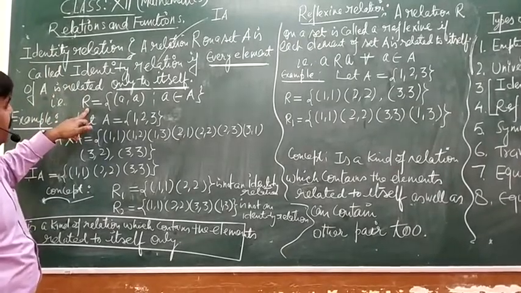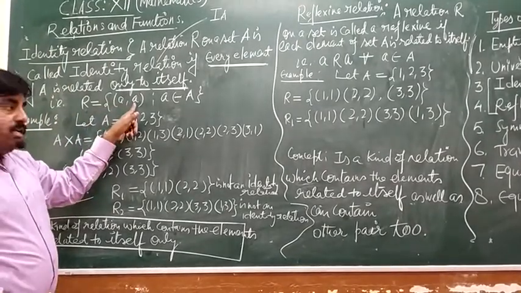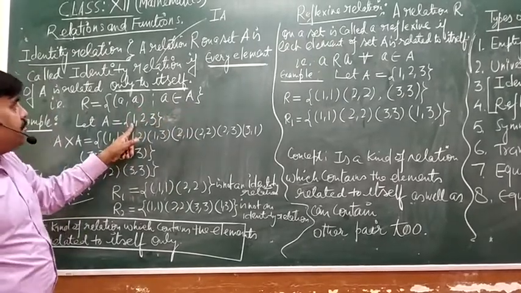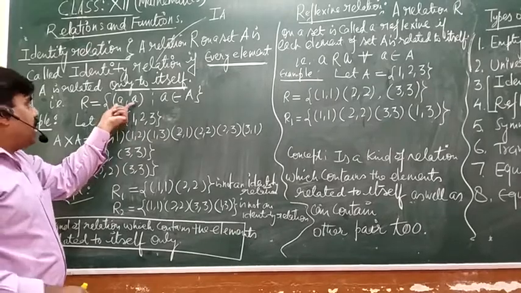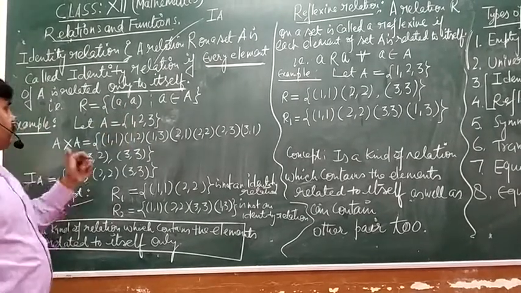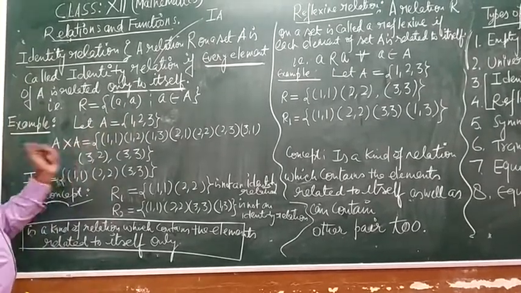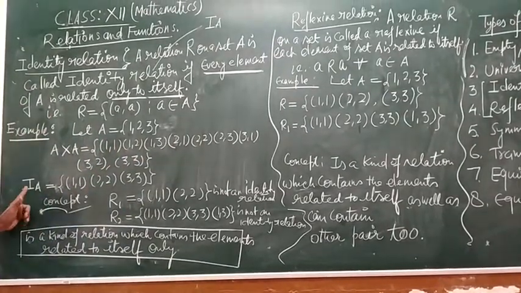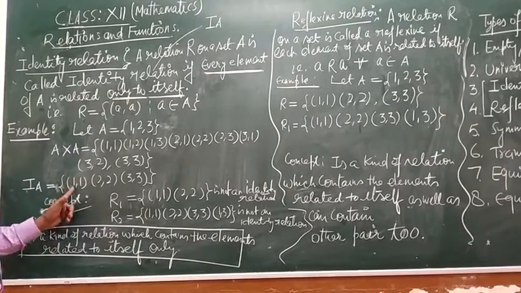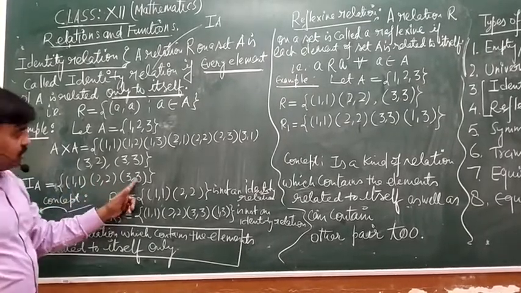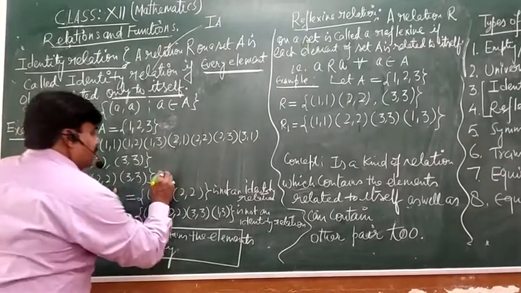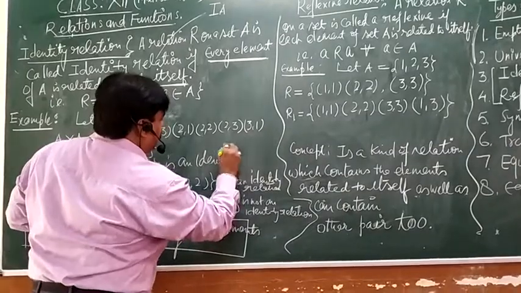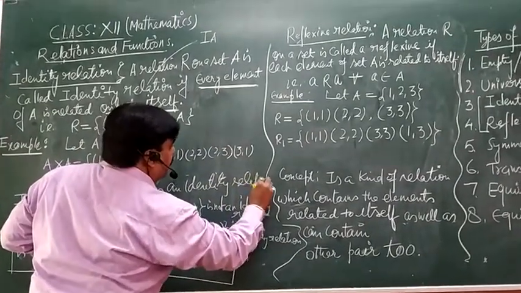Like the relation R from A to A, where small a belongs to capital A, meaning every element of set A must have a relation with itself. Like here you write A cross A, you know, that is 1, 1, 1, 2, 1, 3, which we already discussed. Now what will be the identity relation? 1, 1, 2, 2, 3, 3. This is an identity relation.